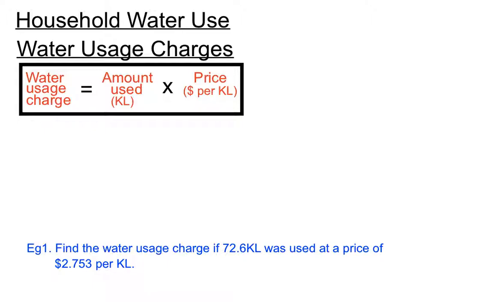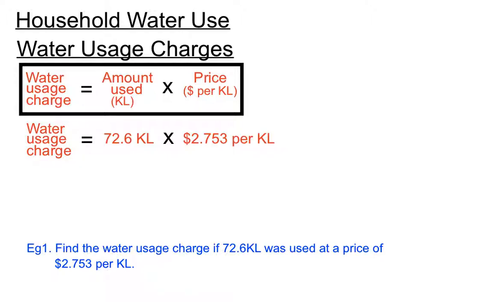In example 1, it asks us to find the water usage charge if 72.6 kilolitres was used and the price was $2.753 per kilolitre. So we'll put the items that we know underneath this formula, and then we'll go from there. So the water usage charge is the thing we're trying to find in this example. The amount of water used, if you have a look at the question, 72.6 kilolitres was used, so we'll put that underneath there, multiplied by the price per kilolitre, and that's $2.753 per kilolitre.